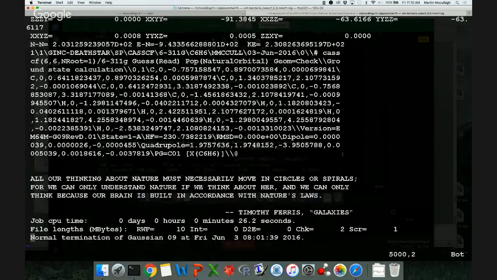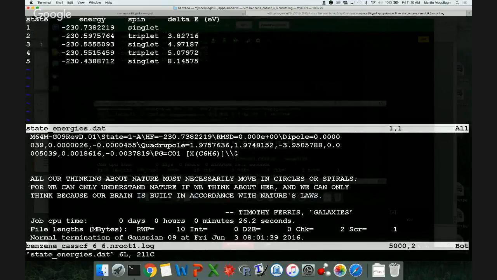Okay, so what I do is I take this Hartree-Fock energy, and that's going to be the energy of this state. And I'm going to put it in a file called stateenergies.dat, okay? So you see this negative 230, blah, blah, blah. I've put in state 1, negative 230.7382219. Okay? You can do that however you want.